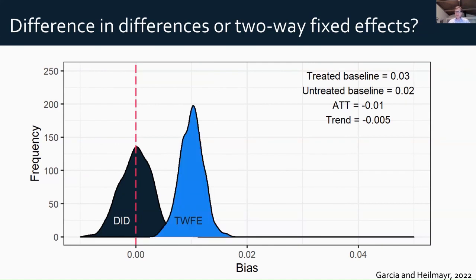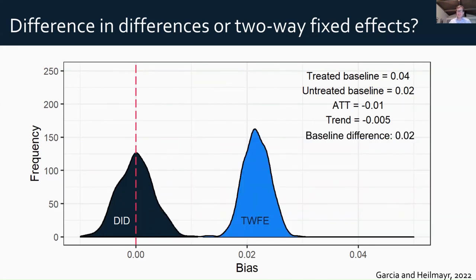What happens when I do the two-way fixed effects? It's pretty biased, and almost no estimates line up with 0. Even more troubling is what happens if I change some of those baseline parameters. All I'm going to do is start to change the difference between the treated baseline and the untreated baseline: the pre-treatment differences in deforestation rates across places that were affected by the policy and were not. In this initial one, it was 0.01.